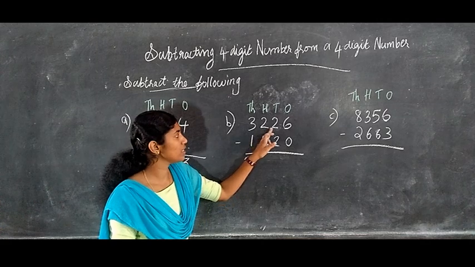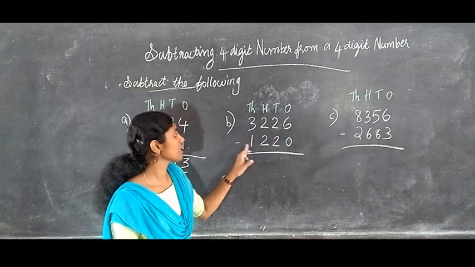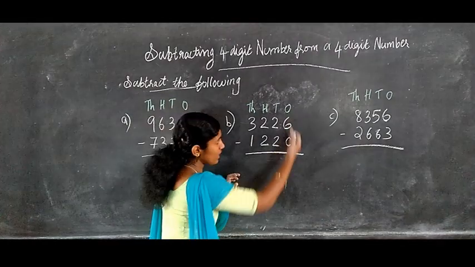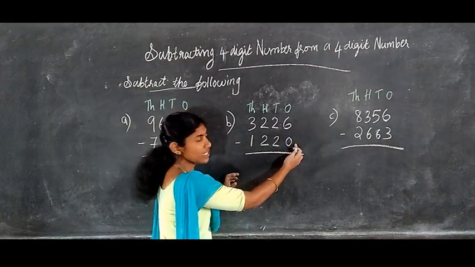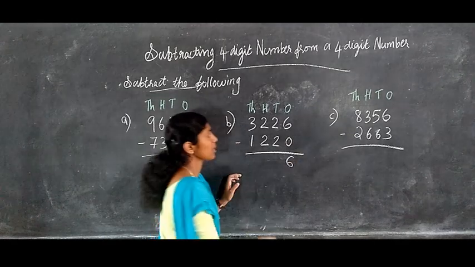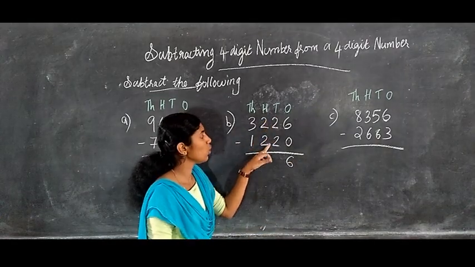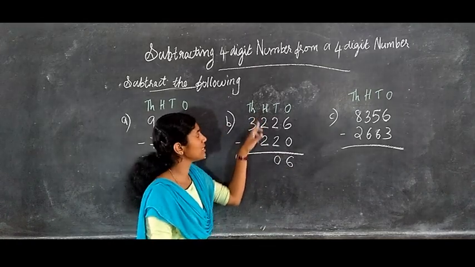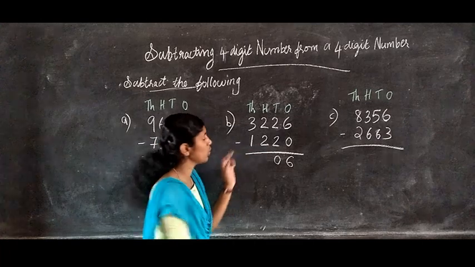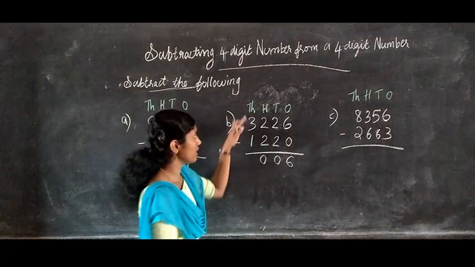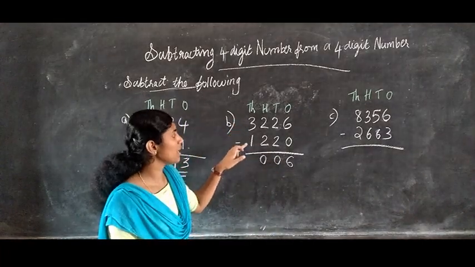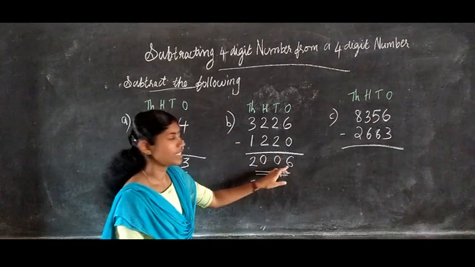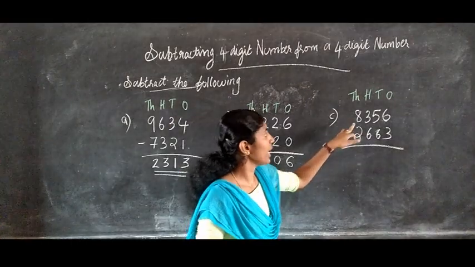Then B. 3226 minus 1220. Subtract the ones first. That means 6 minus 0, we have 6. Then subtract the tens. 2 minus 2, 0. Then subtract the hundreds. That means 2 minus 2, again 0. Then subtract the thousands. That is 3 minus 1, 2. Therefore our answer is 2006.